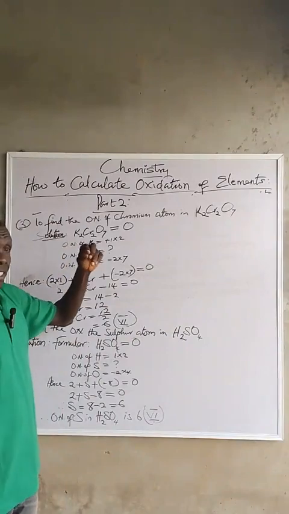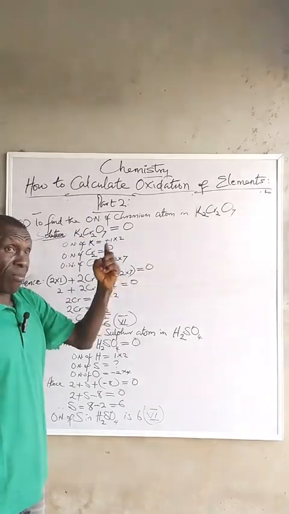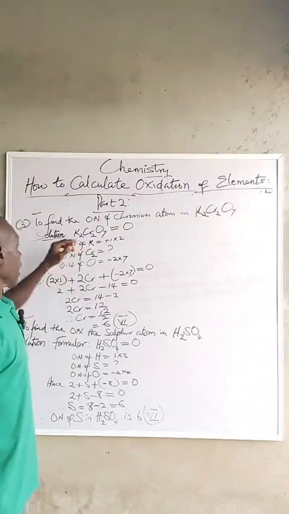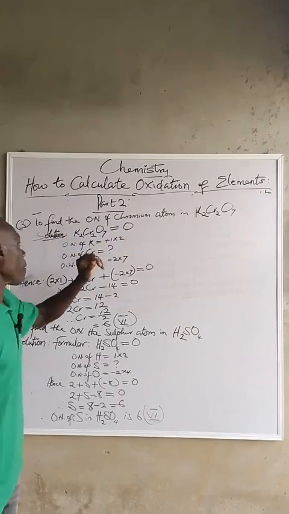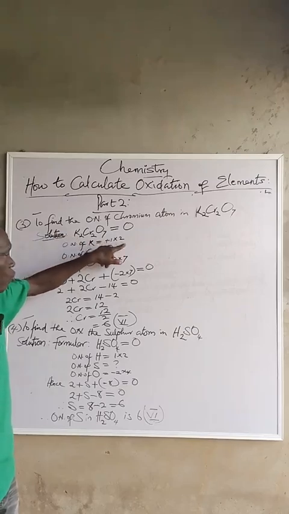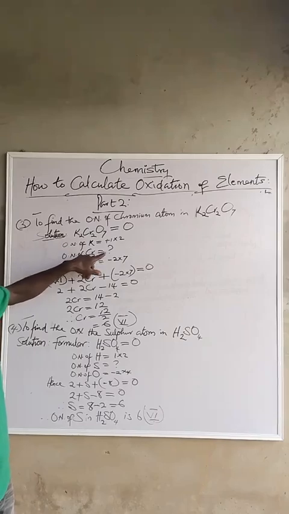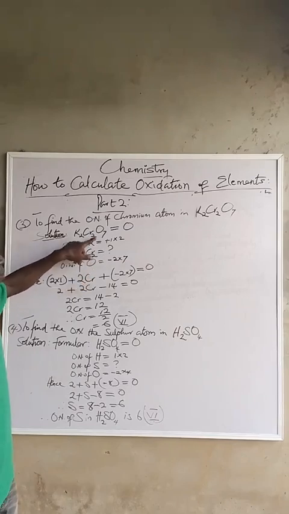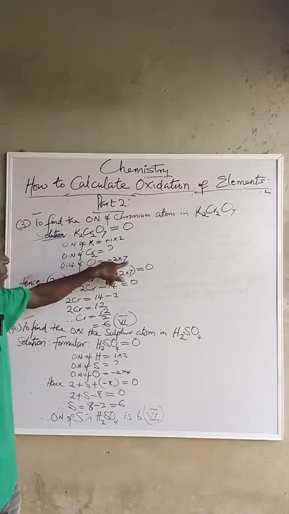Solution. Remember that the algebraic sum of the ONs of all the atoms in a given chemical formula is equal to 0. Remember that formula. The formula here is K2Cr2O7 equals 0. Now the ON of potassium is always +1, and because there are two atoms here, we have +1 times 2. The ON of chromium, which we do not know, is why there is a question mark here. The ON of oxygen is always -2, and here we have 7 oxygen atoms, so we have -2 times 7.